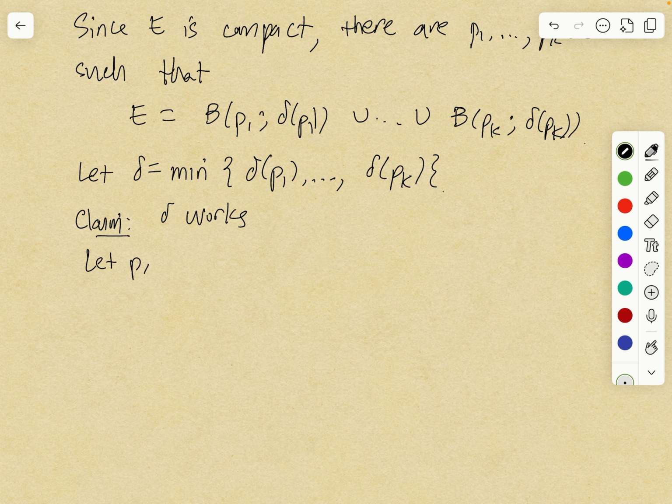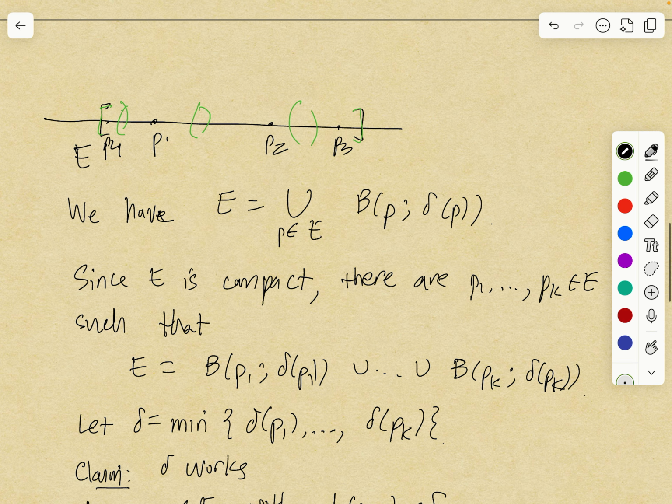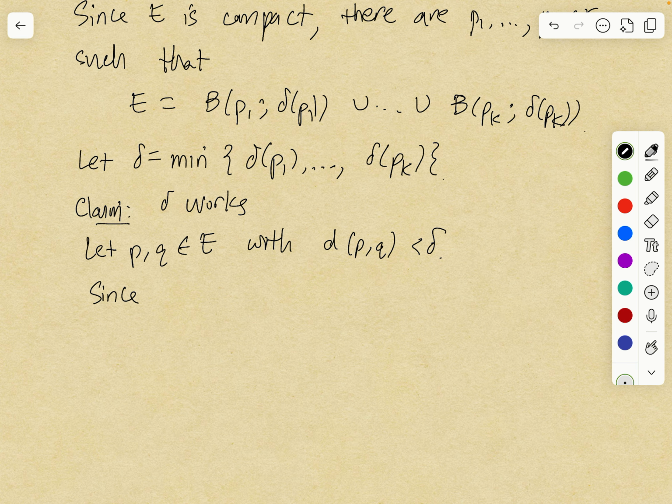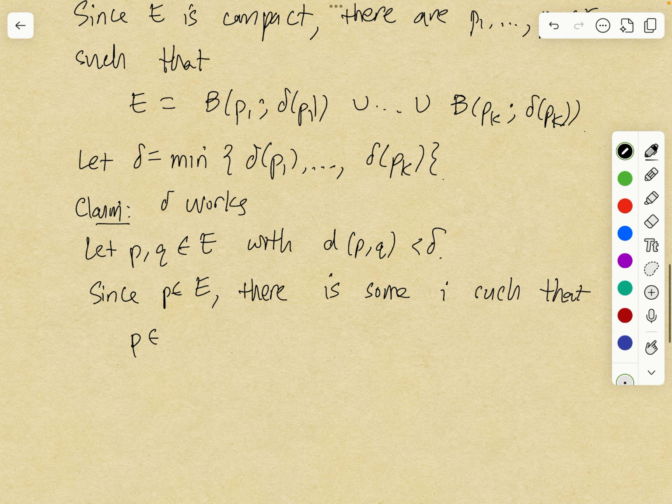So let P and Q be in E such that the distance between P and Q is less than delta. So we have that E is the union of a finite number of these open balls. So since P is in E, there is some i such that P is in the ball of radius delta of Pi centered at Pi. There's some Pi such that P is in the ball centered at Pi of radius delta of Pi.